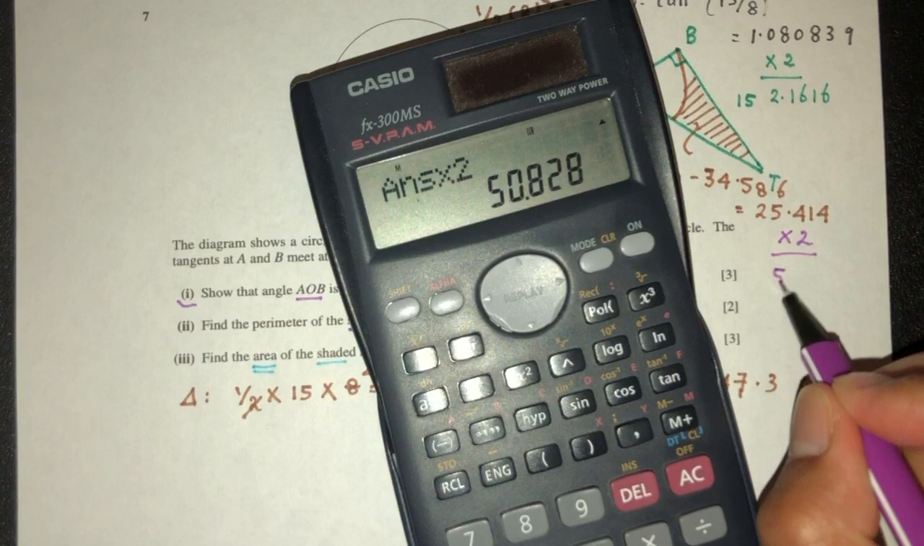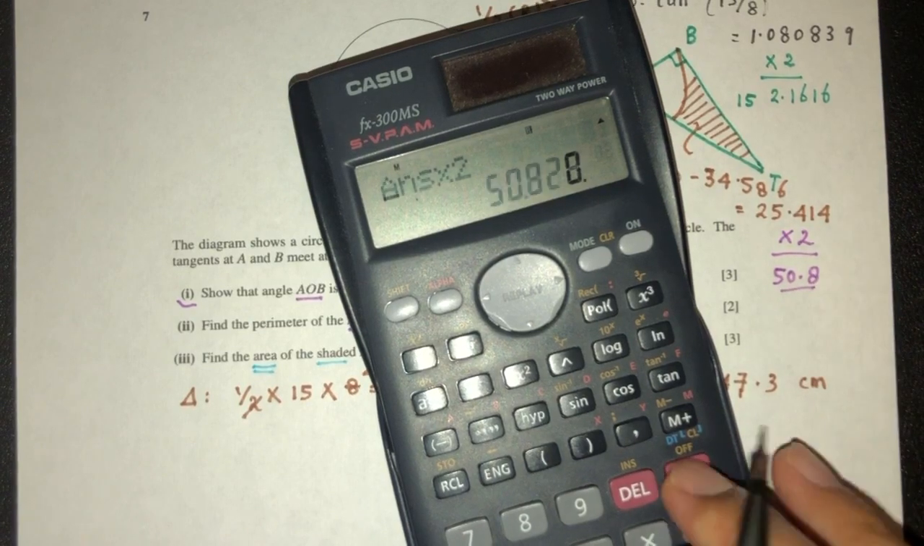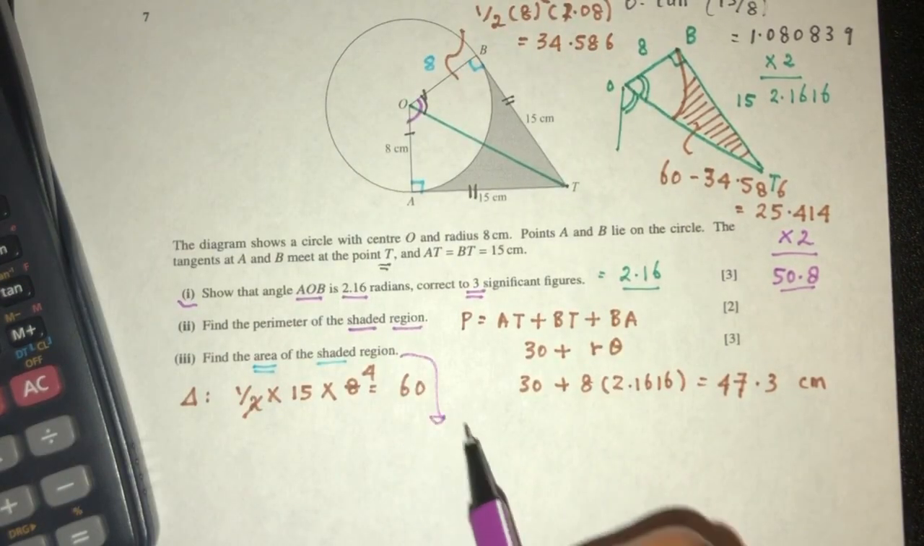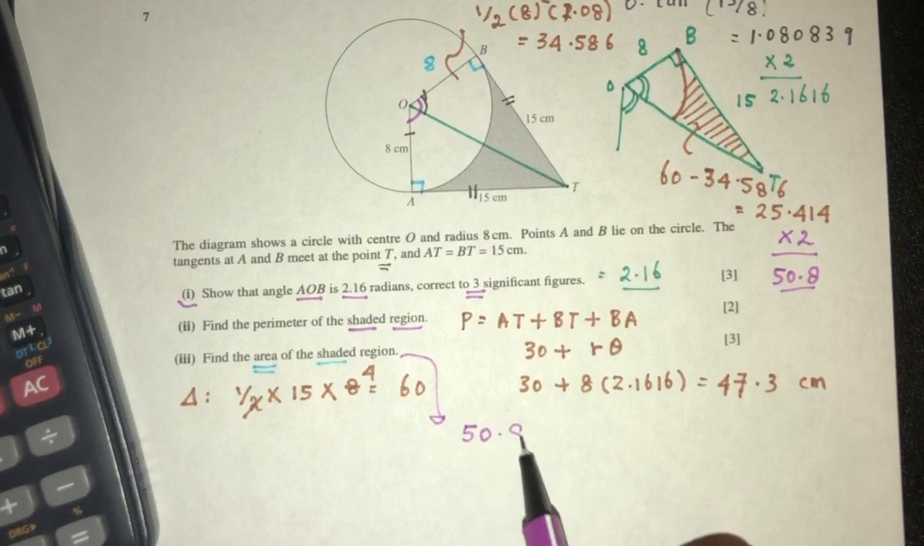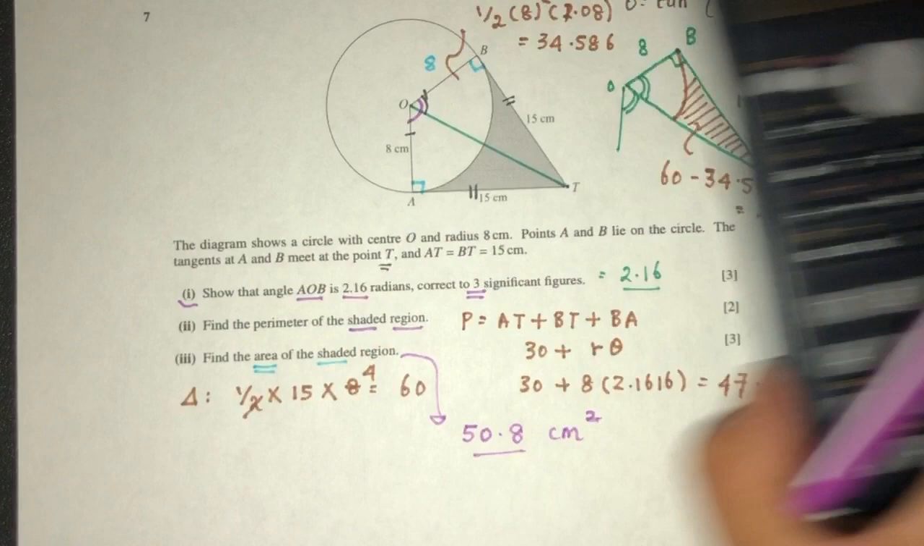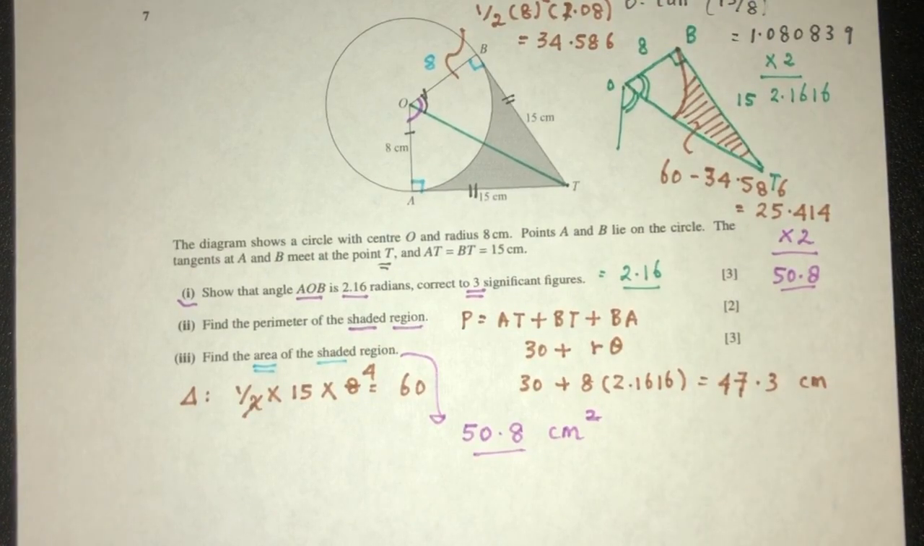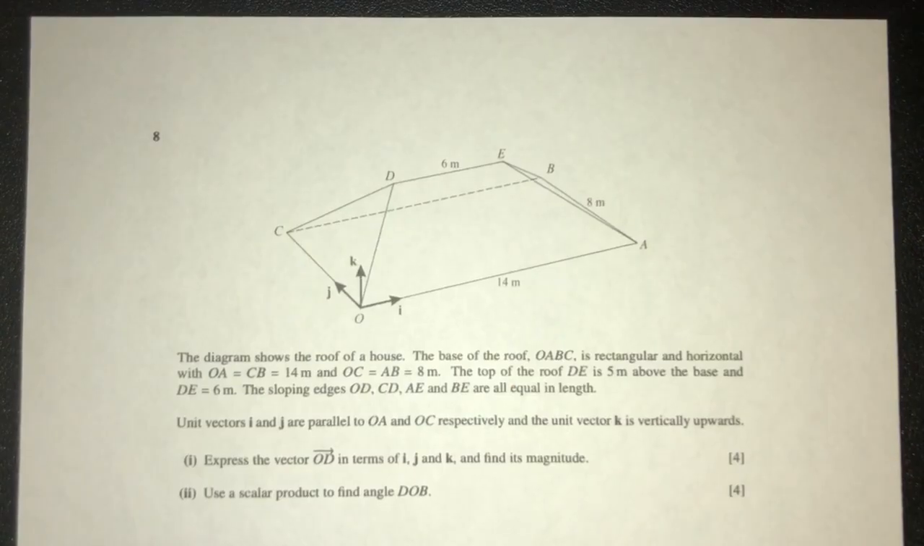That should be 50.8, correct to 3SF, for the area of the shaded region. So of course you have to write centimeters squared for the area. And that will be a question in relation to circular measure. Let's move on to the next question.